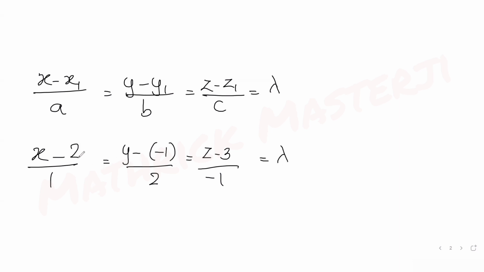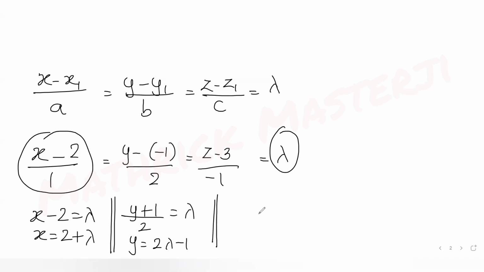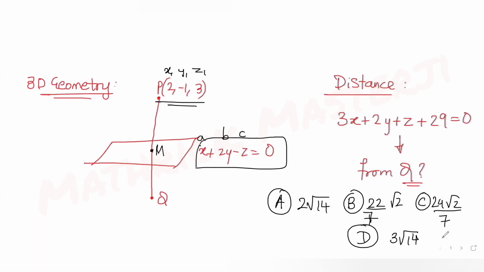Now, equating two ratios at a time to find x, y and z: (x - 2)/1 = lambda gives x - 2 = lambda, so x becomes 2 + lambda. For y, (y + 1)/2 = lambda, so y = 2 lambda - 1. And z - 3 = -lambda, so z becomes 3 - lambda. So you get all three coordinates, and this is nothing but the coordinates of point M.